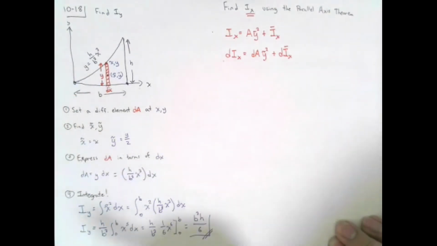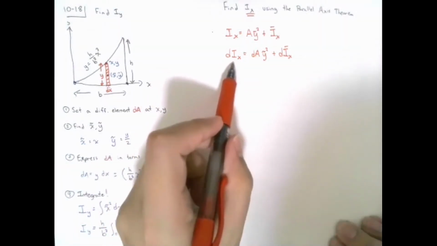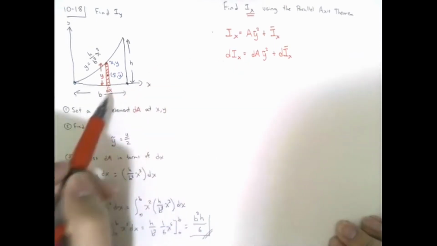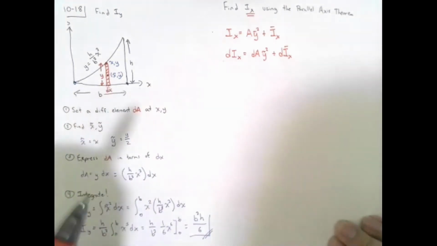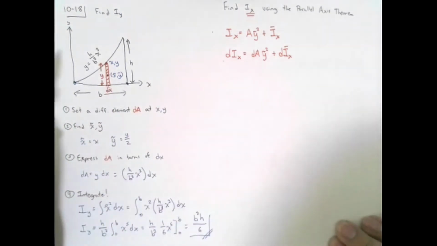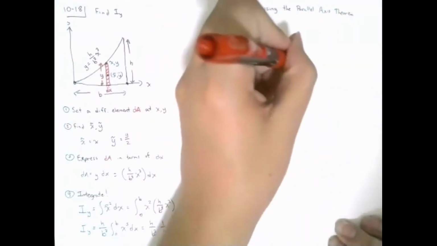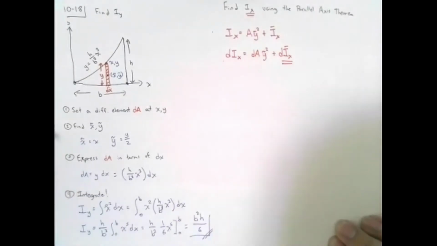So if we do this, we can actually solve this problem quite easily. First off, you know that the moment of inertia about the x-axis for a rectangle will be 1 over 3 base times height cubed. But let's start with the premise that we don't know that. Let's start with the premise that we only know the centroidal moment of inertia for a rectangle.